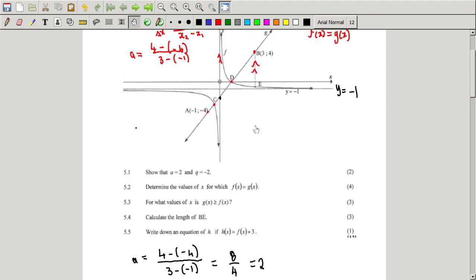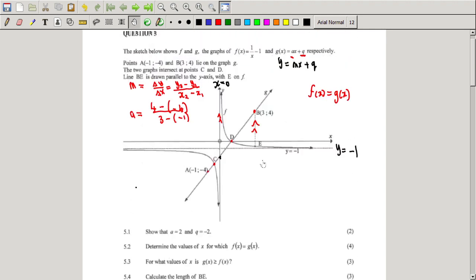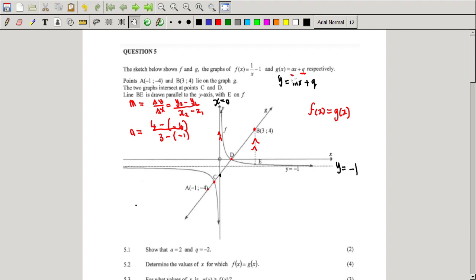We must get that q is equal to negative 2. Since we have our a now, it means that we can write our g of x. It can be in this form: it's equal to 2x plus q, because we haven't got q yet. So to get q, we can take any of the coordinates. We can just play a game of substituting.